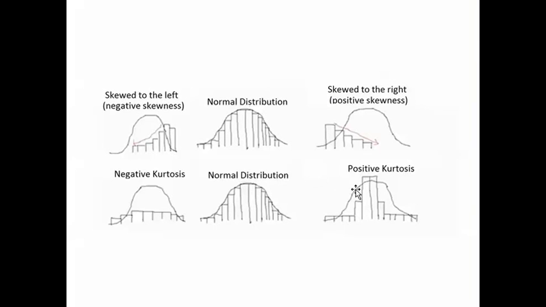Since it's halfway between the negative and the positive skewness, you would say that a normal distribution has no skewness. And since a normal distribution is also halfway between a negative and a positive kurtosis, you would say that a normal distribution has no kurtosis. So a normal distribution actually has no skewness and no kurtosis. It's the absence of skewness and kurtosis. So no skewness and no kurtosis.